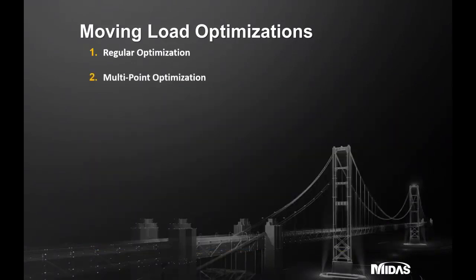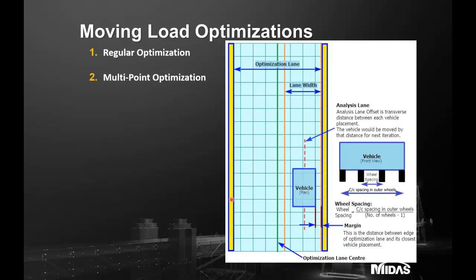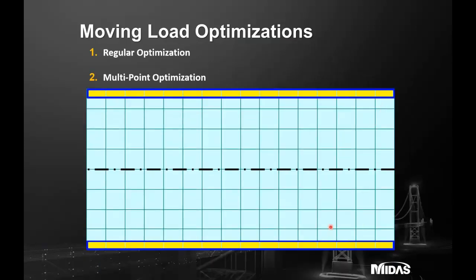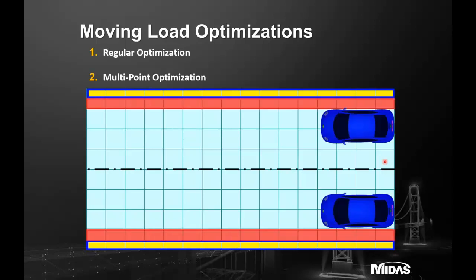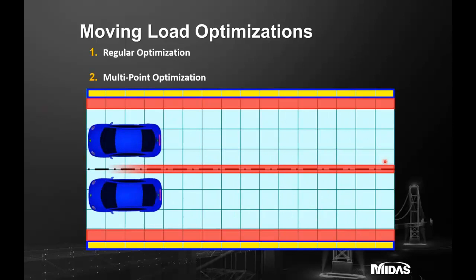We also have a multi-point optimization. You just need to give the full deck width as an optimization lane and some details of the vehicle, like the lane width, what is the margin and what is the wheel spacing. So the program will run the vehicle and optimize in this whole optimization lane width. So it will consider the transverse widths and it will place in every location.